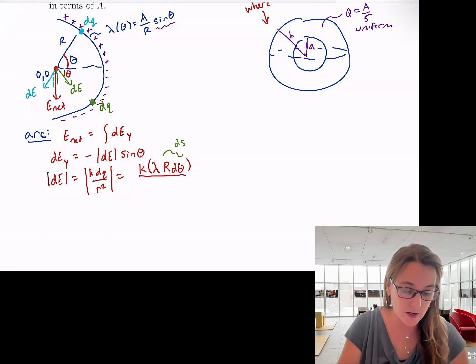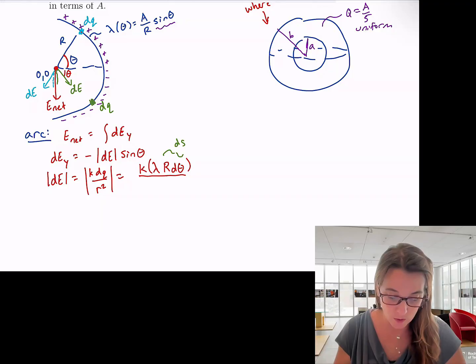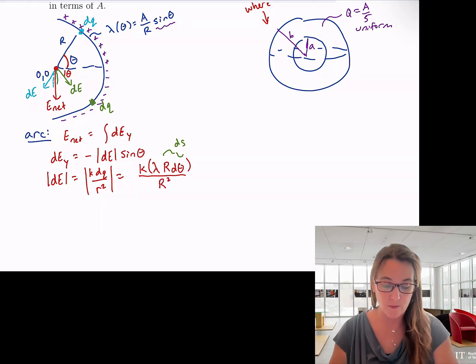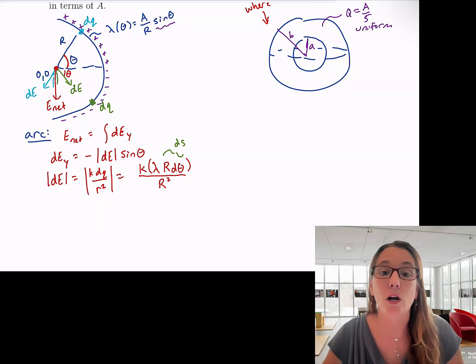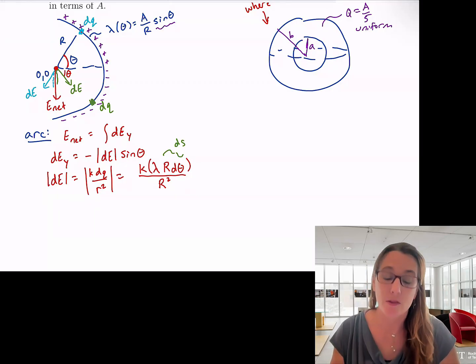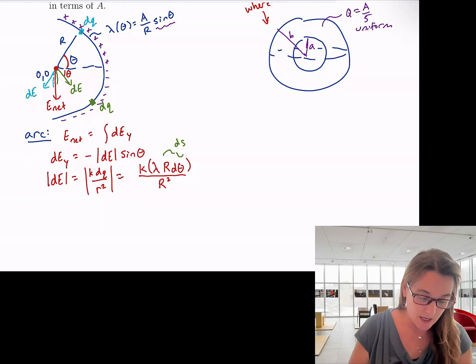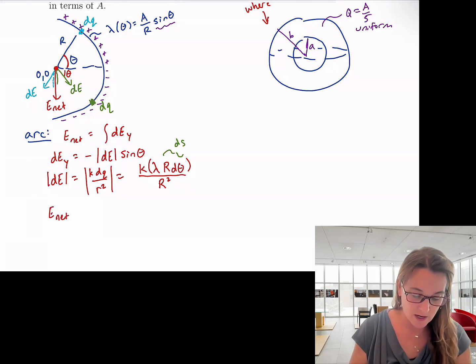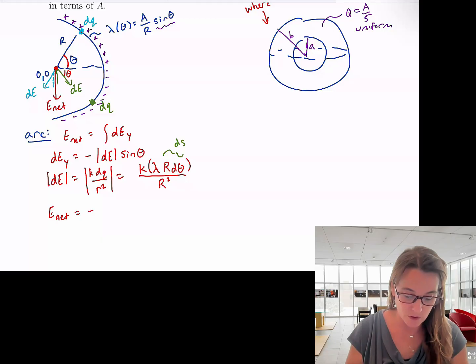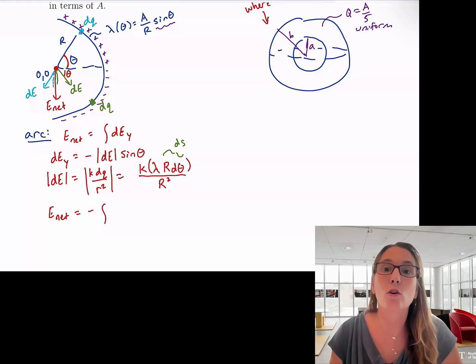And r squared is the distance from dq to the point in question. So here that's just r squared. So at this point, we can go ahead and plug this magnitude in to our component, dEy, and then do our integral to find the net. So we can say that E net is going to be equal to negative, and then I'm going to have the integral, and this is going to be an integral d theta.